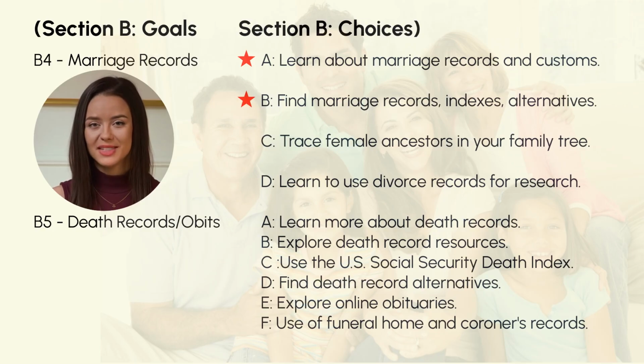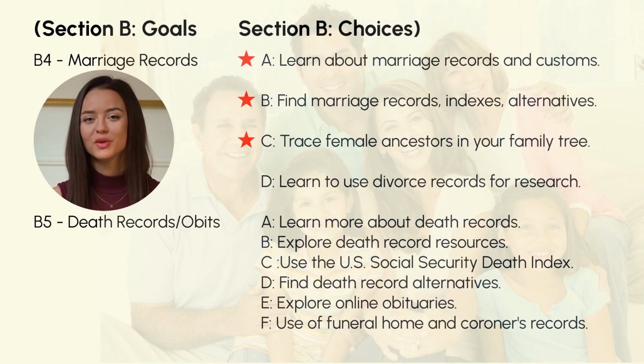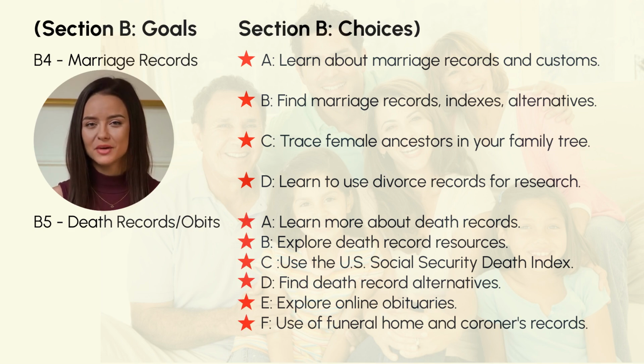Choice B explains how to find marriage records, how to work with marriage indexes, and what you can use for alternatives to marriage records. Choice C gives strategies for finding the females in your family tree, including discovering maiden names, and Choice D gets you familiar with divorce records. In Goal B5, the choices cover death records and certificates, the SSDI, death record alternatives, online obituaries and where to find them, and other types of death records.